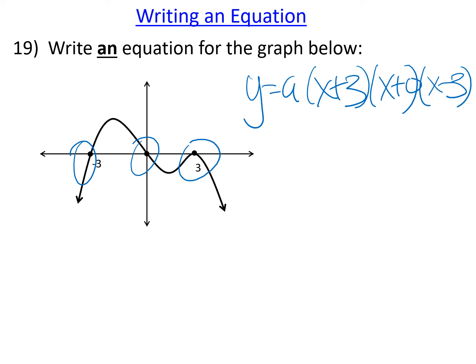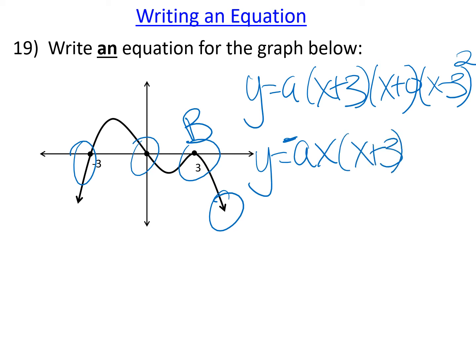Then I go back and look for my bounces. So here's my only bounce, which means this one will have a square. These two will not because no bounce. Okay, so then I just clean it up a little bit. I don't have to have the x plus 0, so I could say y equals a x. I'm going to put a negative there because it's going down on the right.